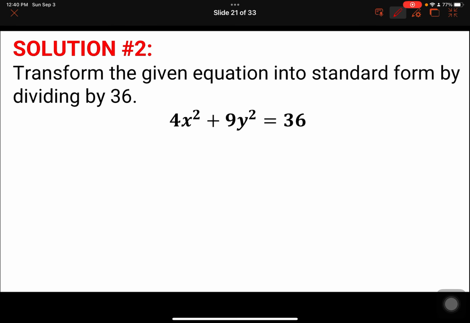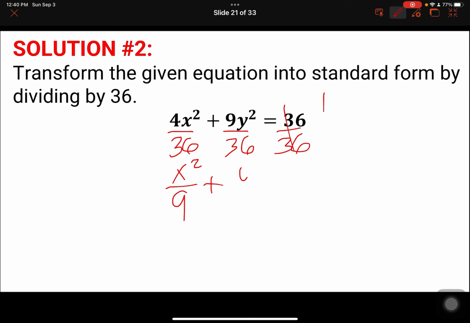So, let's divide this. 36, 36, 36. So, it cancels out and becomes 1. 4 divided by 36 is 1 over 9. So, x squared over 9 plus y squared over 4 is equal to 1.